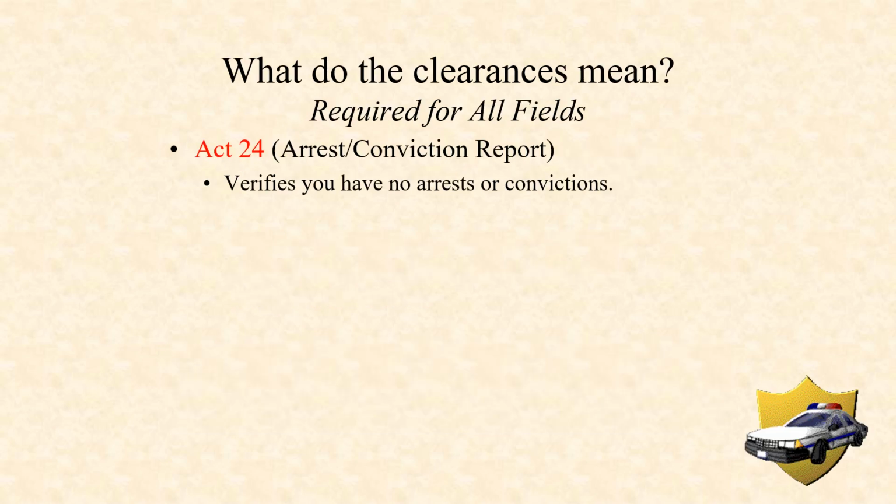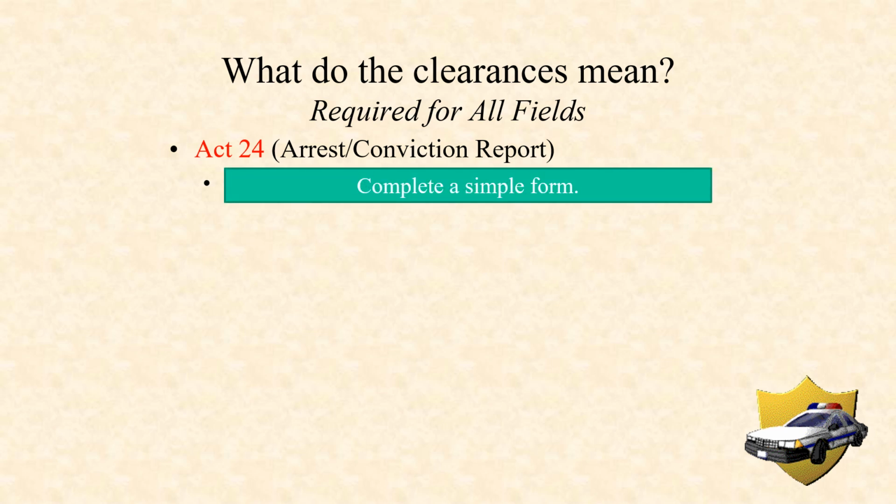So let's begin by taking a look at what these clearances mean. The first one we'll consider is Act 24. That's the Arrest and Conviction Report. The purpose of this clearance is to verify that you have no arrests or convictions. What it means for us is it's just a simple form. You just read the form, sign it, and date it.